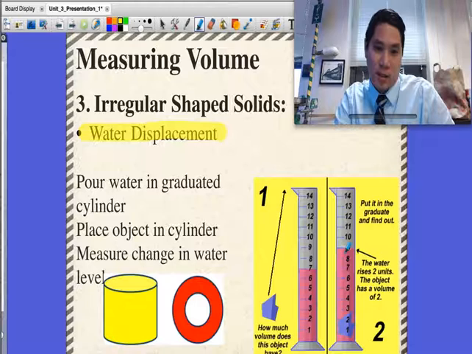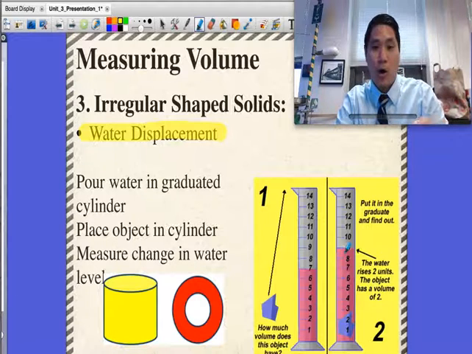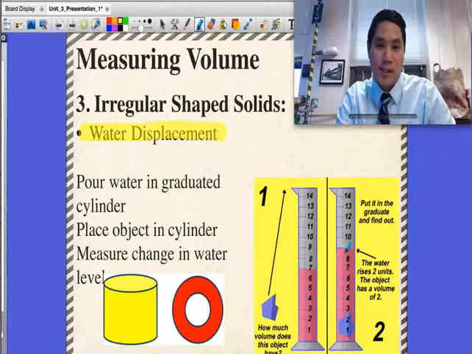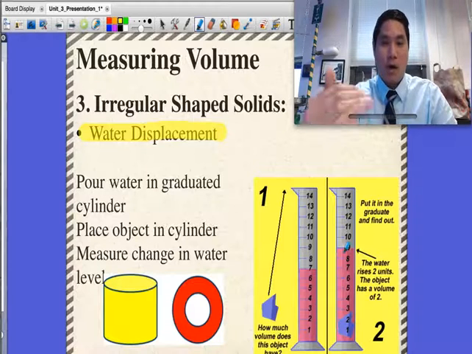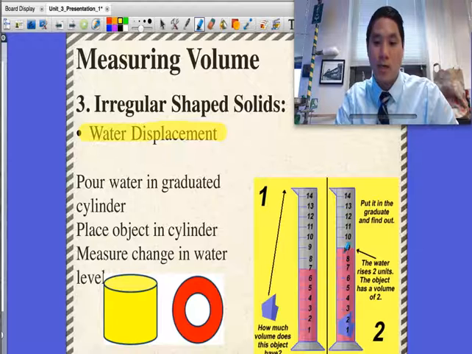If you've ever put ice cubes into your cup of water, you'll see that the water level rises. It's the same idea: every object has a buoyant force, so it's going to make the water level go up. To find the volume of an object, you want to see how much that water level goes up.